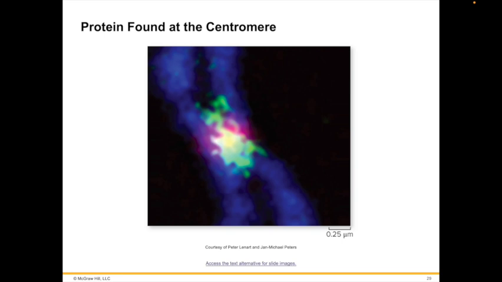So what you're seeing in this is a human mitotic chromosome that has been stained for condensin, which is in blue, cohesin in green, and the centromere-specific histone CENPA in red. The cohesin proteins hold the centromeres of sister chromatids together.